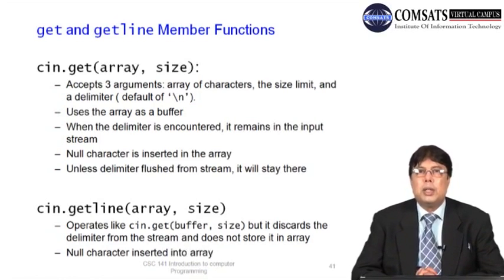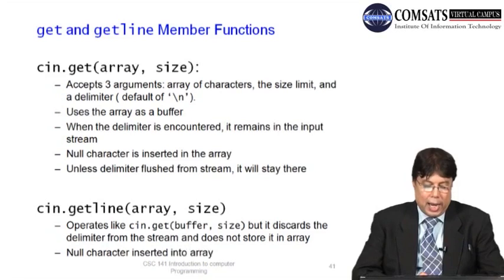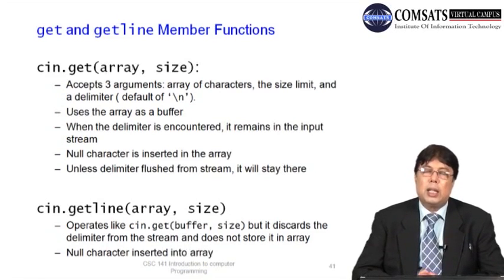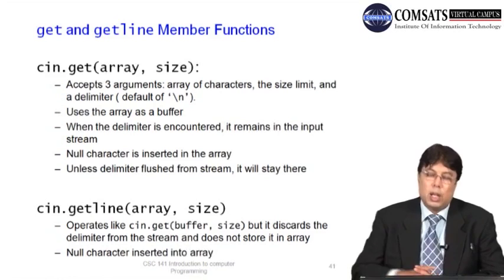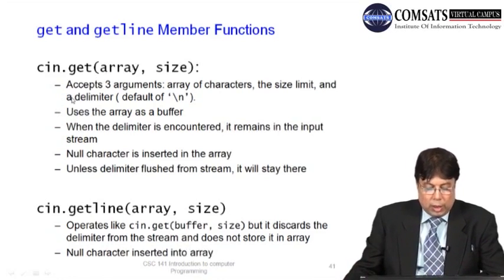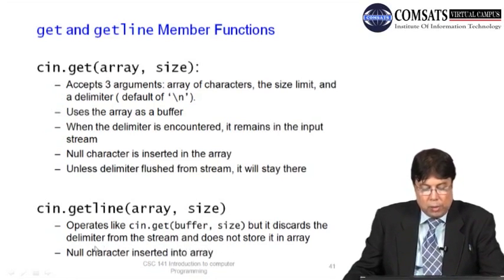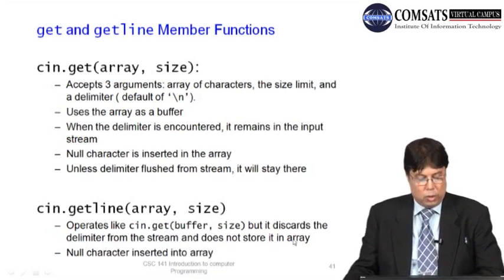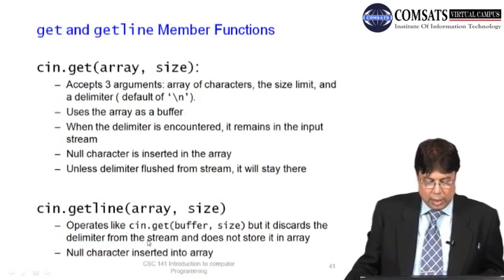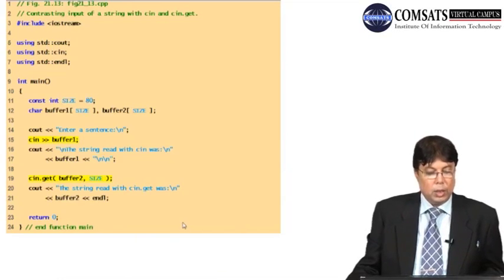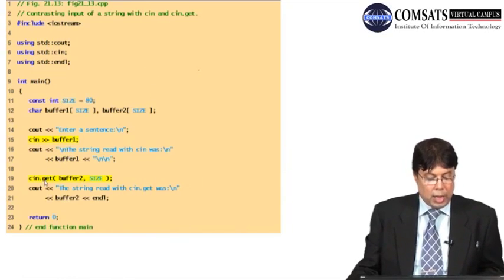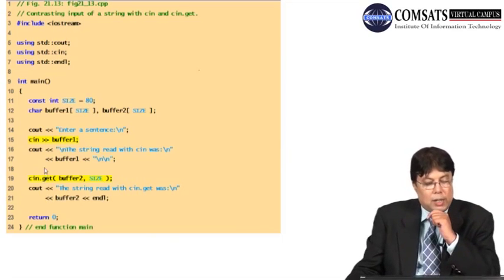When it discards the delimiter, it means that you cannot use it implicitly, you can use it explicitly. So the null character is inserted into the array if the data you have provided is less than the size, the delimiter is removed from the stream and not stored in the array, and a null character is inserted into the array. So this is the example of these functions, cin.get and cin.getline.